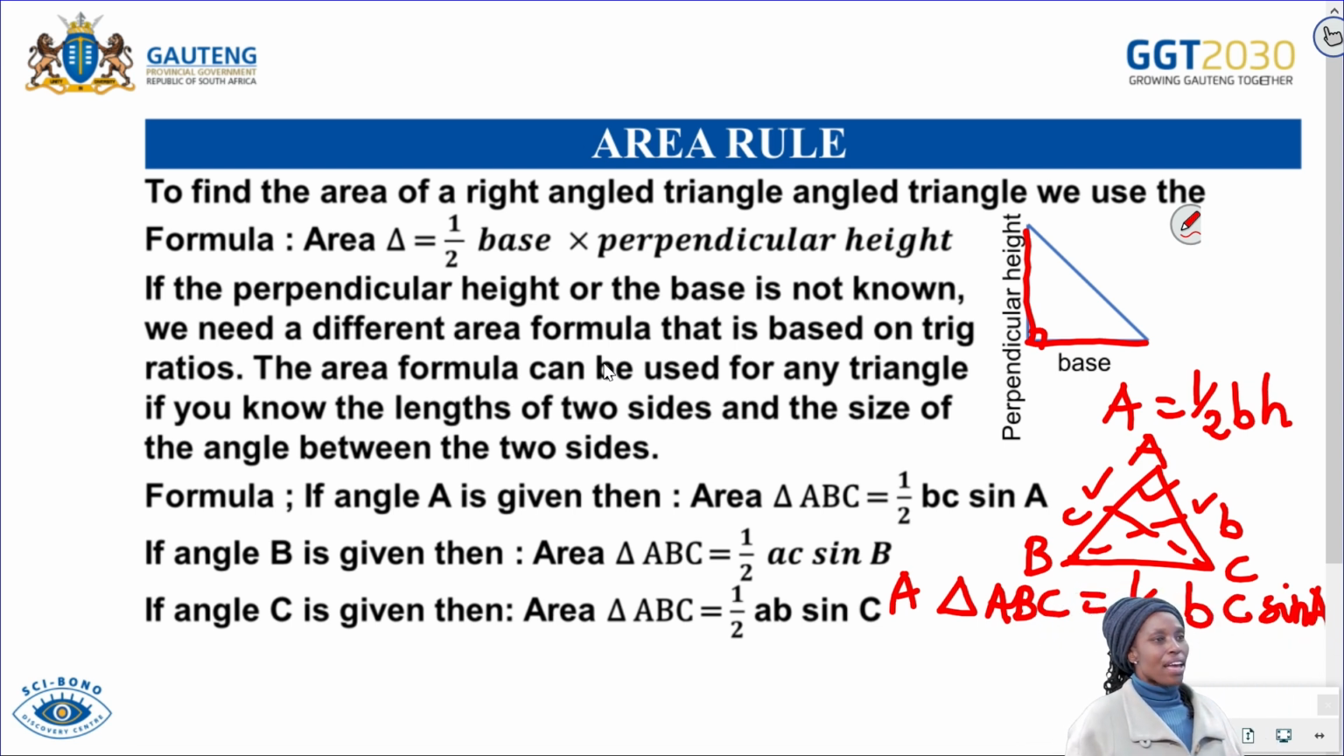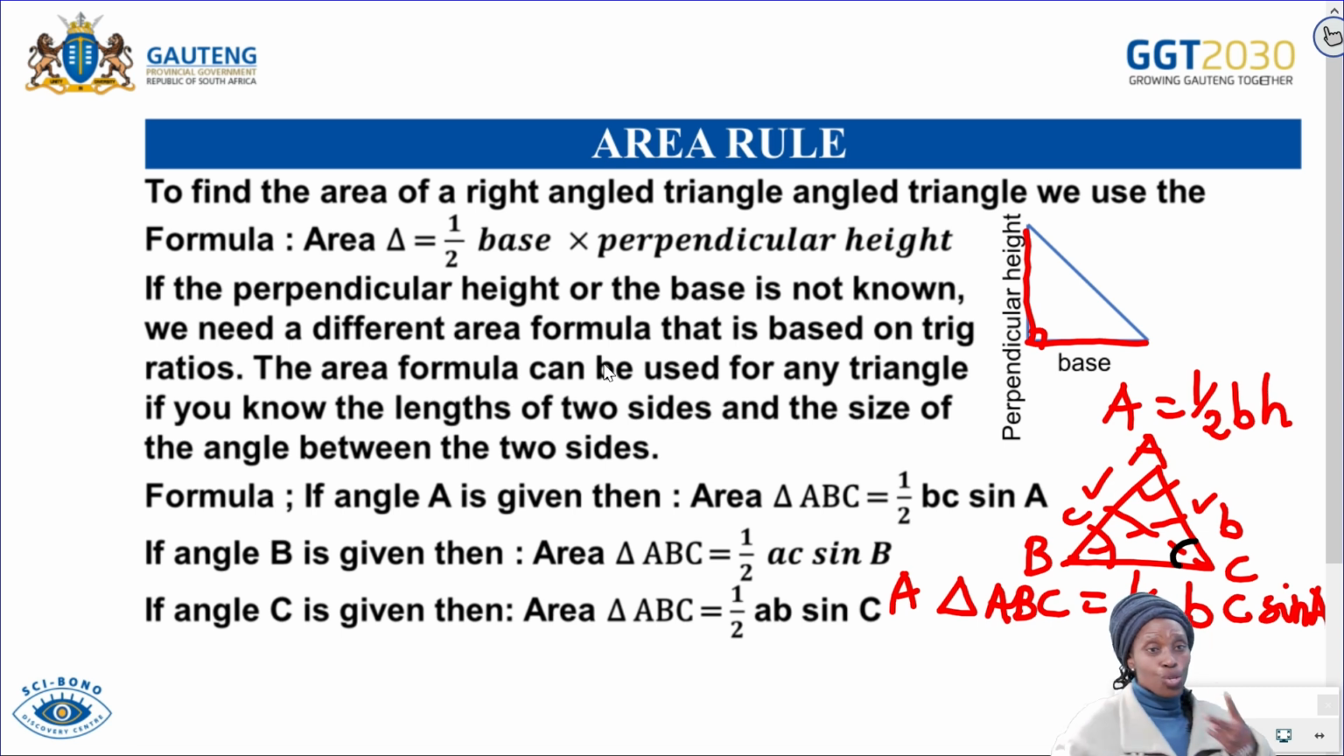If I am given angle B, it means I will be given side C and side A, so it's going to be half A C sine B. If I'm given angle C, it means I will be given side A and B, which is going to be half A B sine C. So that is your area rule.